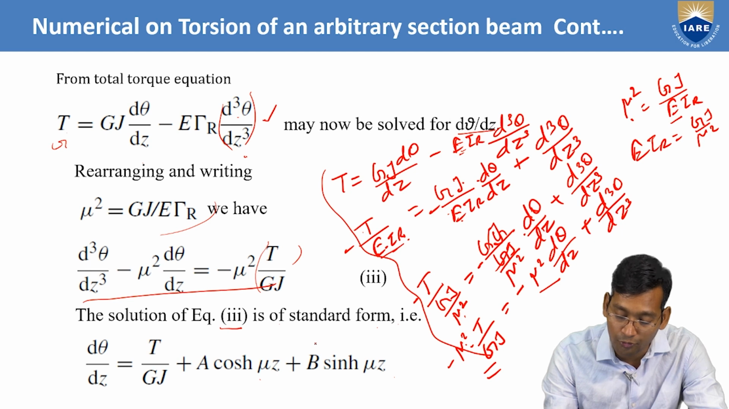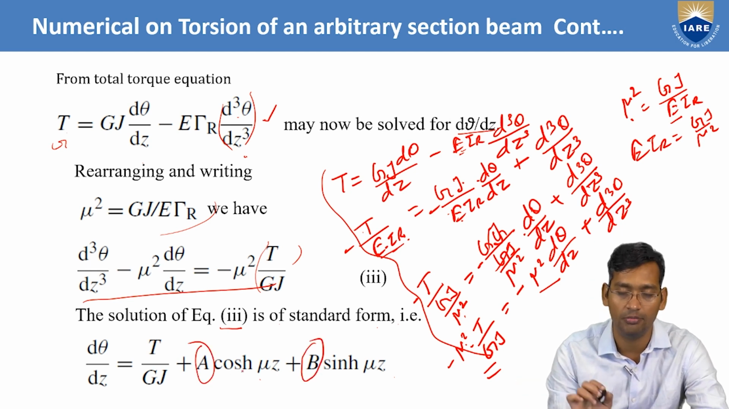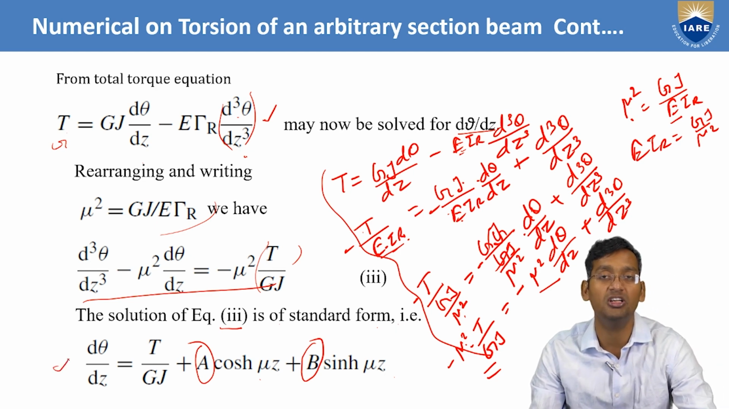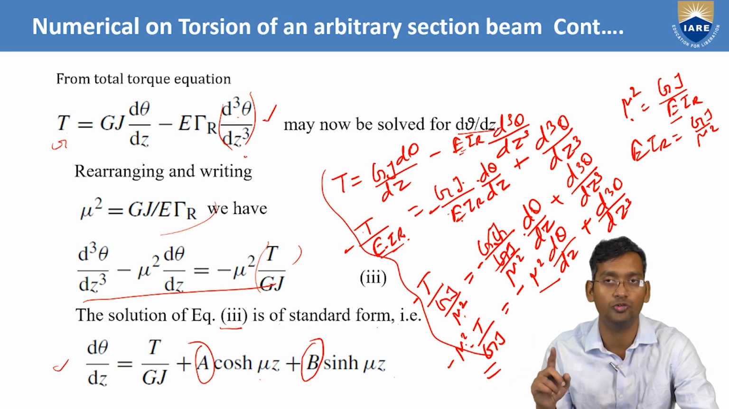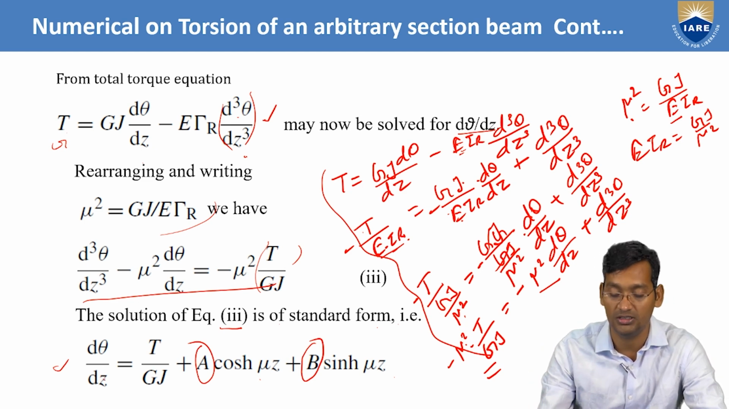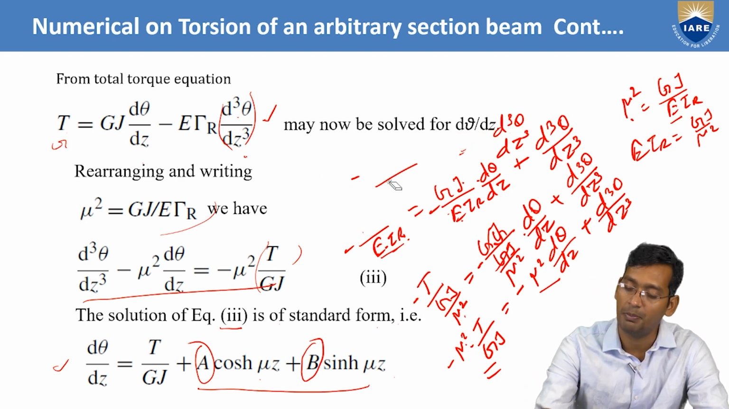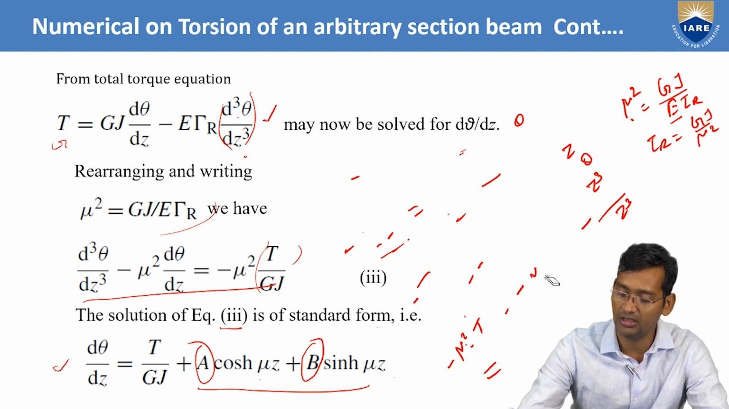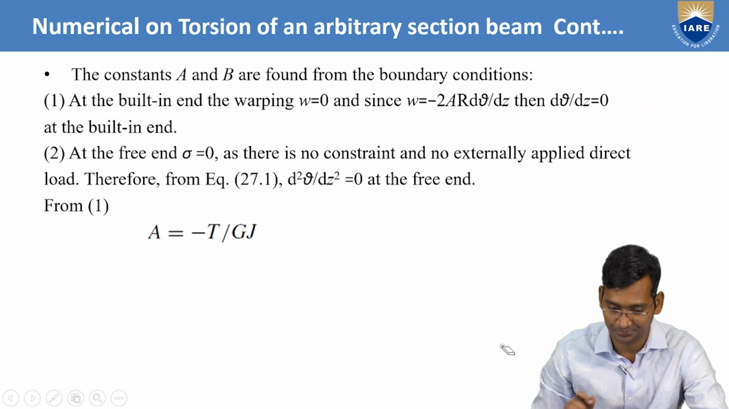Now we have to find these constant values A and B, and then we will substitute here using the boundary condition, and then we will get the value of d theta by dz, and that d theta by dz will be the rate of twist. In the previous video also we saw the derivation; they can ask for the rate of twist. So the rate of twist is d theta by dz. Now we need to find A and B. How will we find A and B? By applying the boundary condition. So let's apply the boundary condition and see what values of A and B we get.